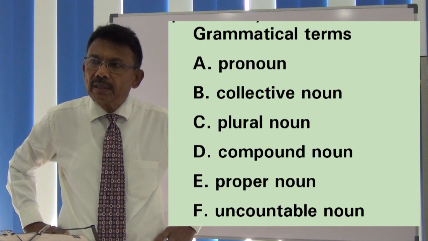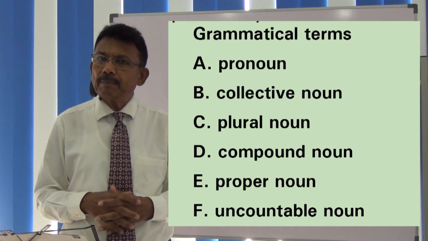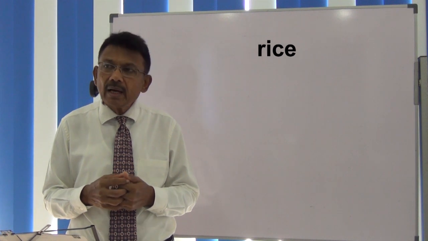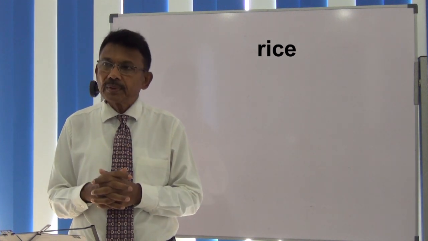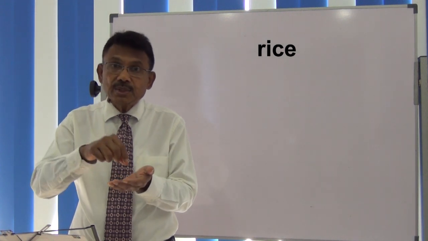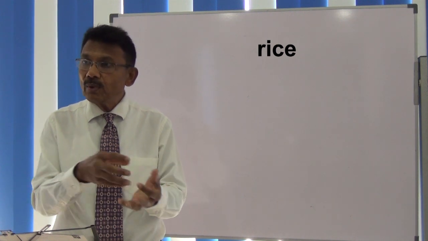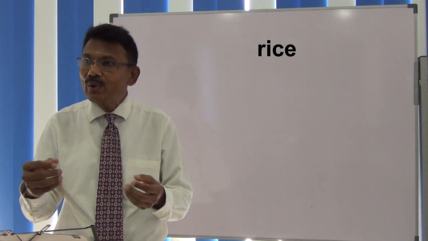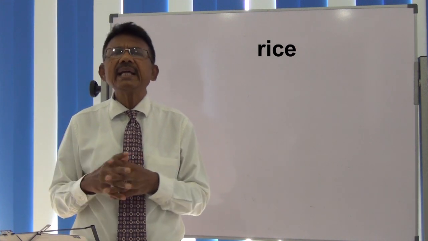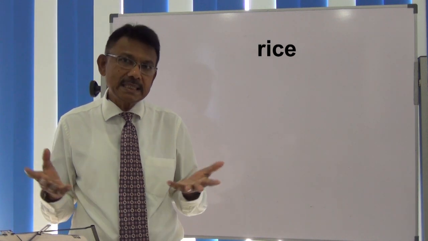What are uncountable nouns? The nouns that cannot be counted. For example, rice is an uncountable noun. Why? We never count rice, right? When your mother serves you a plate of rice, does she count it and serve? Do you ask for the number of rice? We don't count. You say, I ate some rice this morning, because it is uncountable.